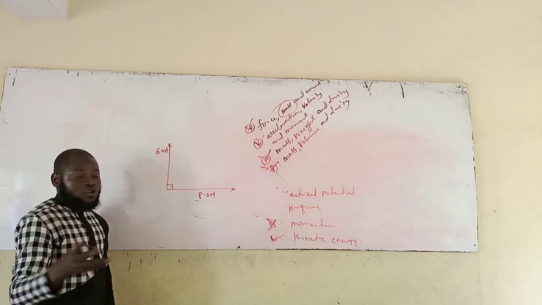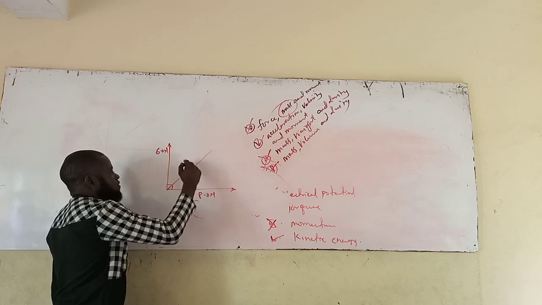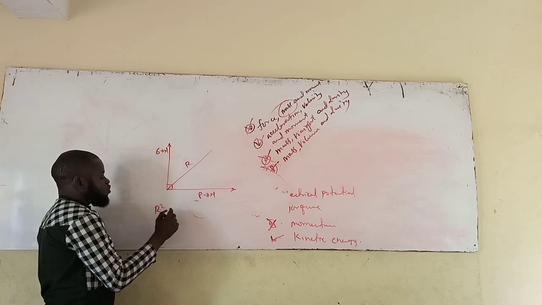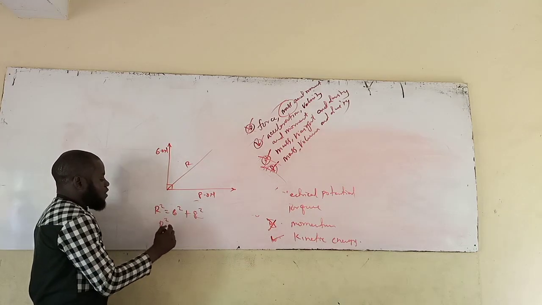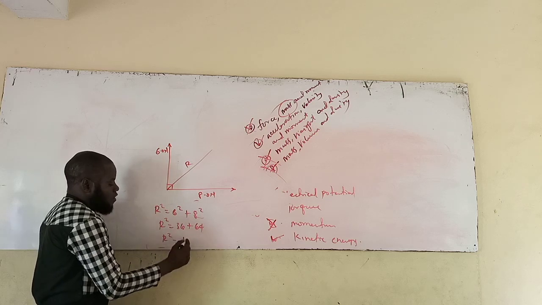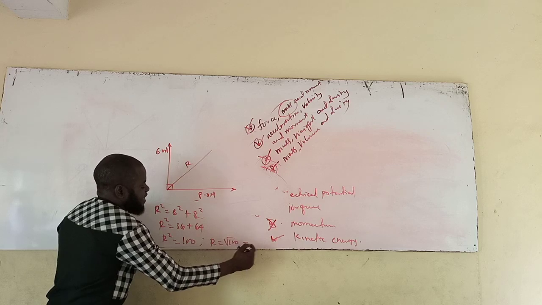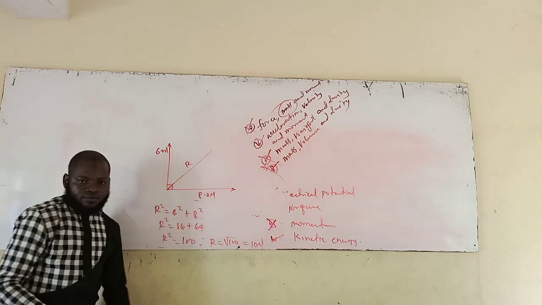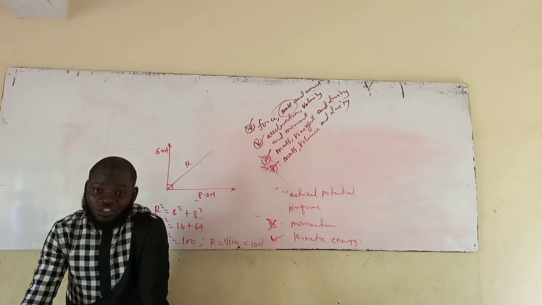So we know that whenever two vectors are perpendicular, for us to get their resultant, we have R squared equals 6 squared plus 8 squared. So R squared equals 36 plus 64. R squared equals 100. So R equals the square root of 100, and that will give us 10 Newton. So the correct answer there is 10 Newton, and that's option D.